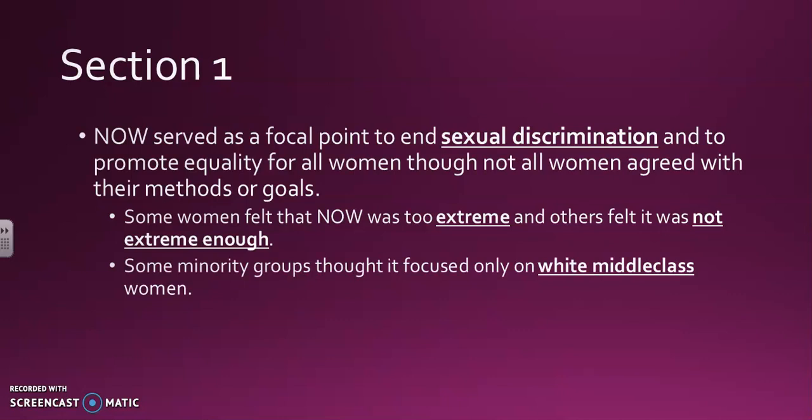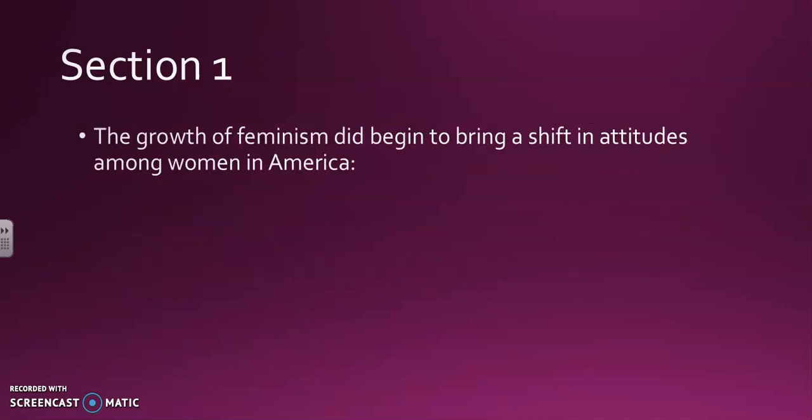And some minority groups thought it focused only on white middle class women, which it kind of tended to do a little bit. So non white women, or even women not in the middle class that were white, kind of felt left out by this. And so the growth of feminism did bring a shift in attitudes among women in America.